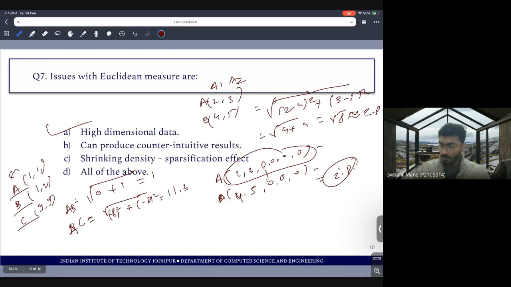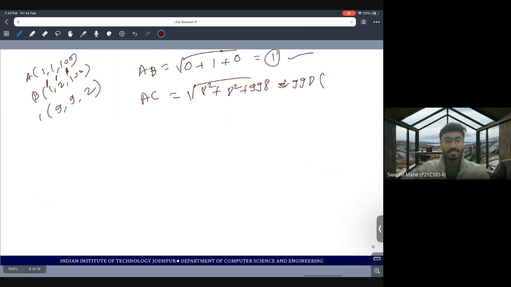So that is the one problem here. Another is the sparsification effect in shrinking density space. Let's imagine that we have 100 points which are evenly placed on a 1D line from 0 to 100. Each point's average distance to its neighbor is about 1 unit.